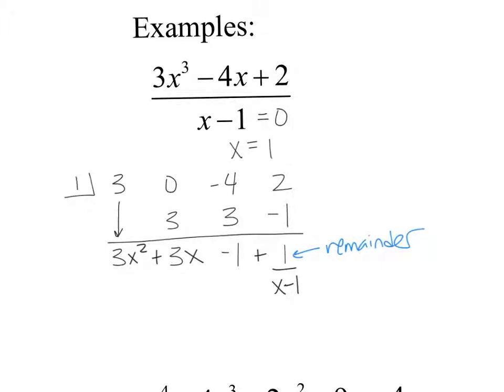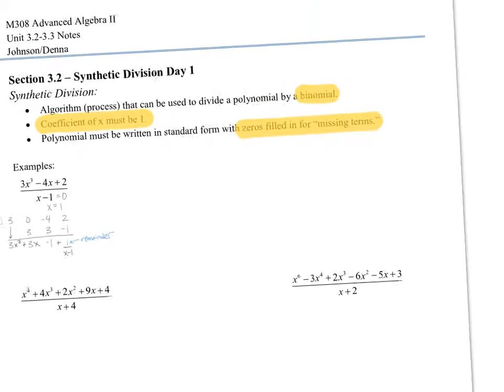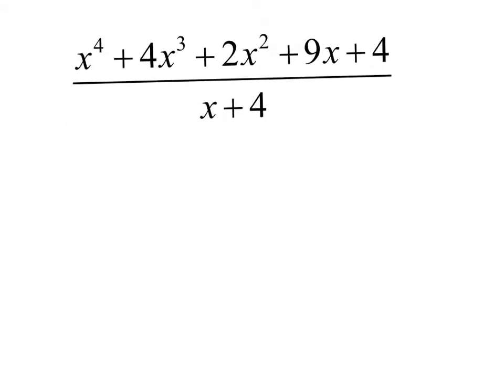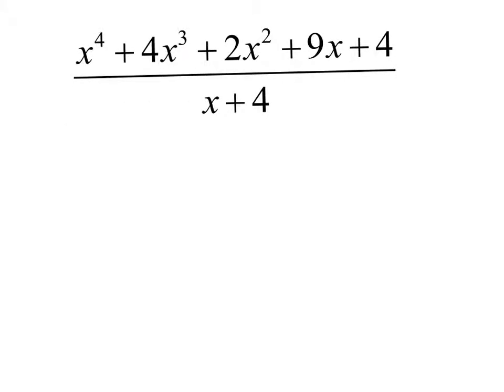Okay, let's try another one. Oh, it's down here. Okay, good. So remember how we start. You start by equaling the denominator to 0, and that gives you x equals -4, and that's what I'm going to put in the backwards L box. And now I'm going to take my coefficients and line them up. Notice how I'm not missing any terms in this one. I don't have to fill in any zeros, but that's the same exact way as if you were doing long division. So 1x to the 4th, 4x to the 3rd, 2x squared, 9x, and 4.